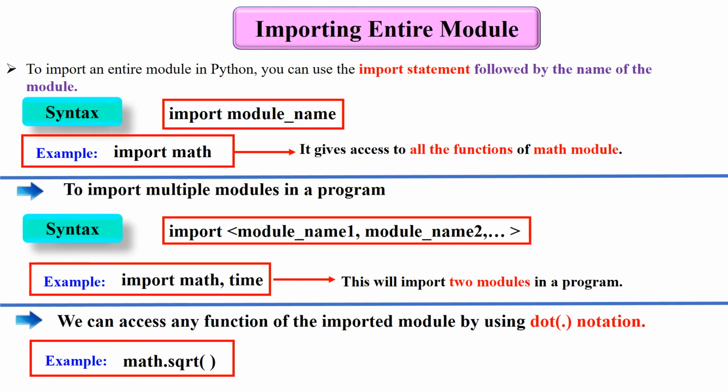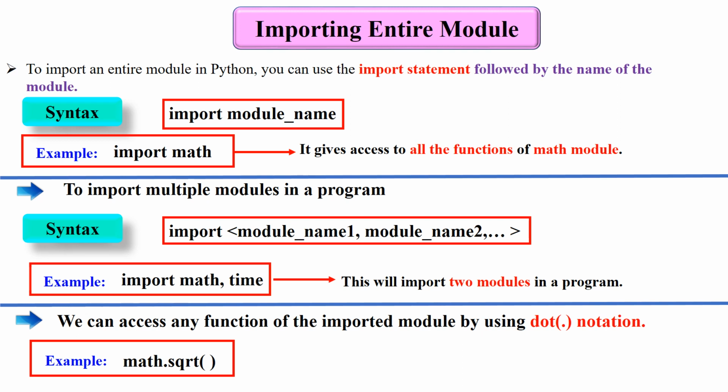Importing the entire module. To import an entire module in Python, you can use the import statement followed by the name of the module. Syntax is import module_name. For example, let's say you have a module called math.py that contains various mathematical operations. To import the entire module, you would use import math. It gives access to all the functions of the math module.